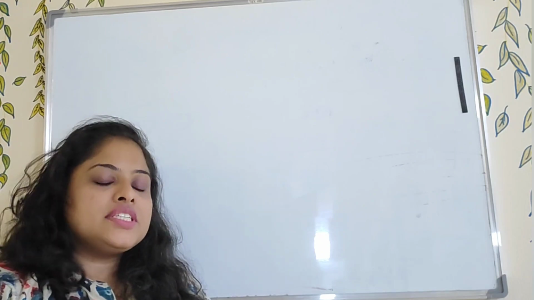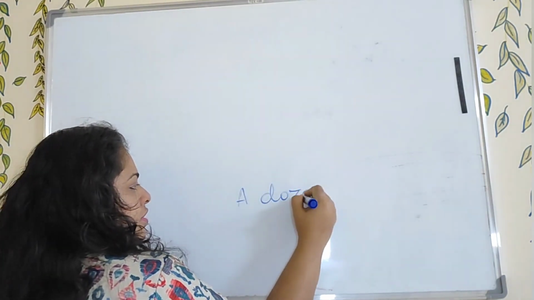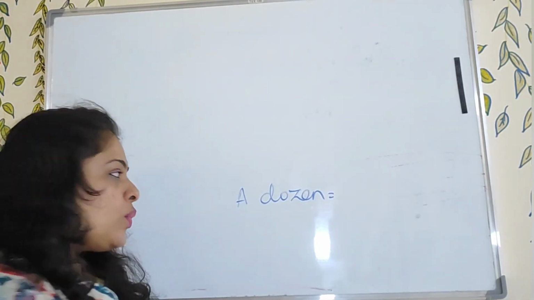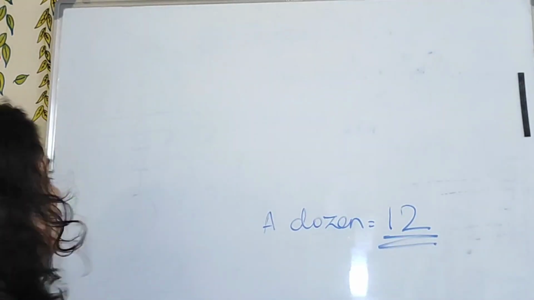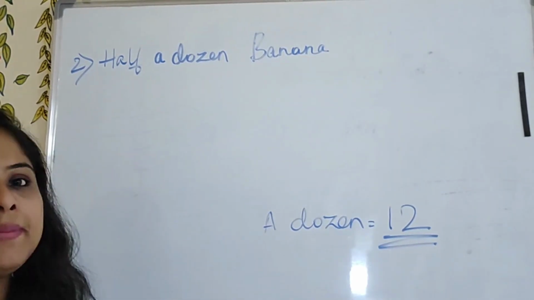Let's say we have half a dozen of bananas. A dozen is how many? A dozen is always a standard 12. It's always 12. What's half of a dozen? So our question is half a dozen bananas.